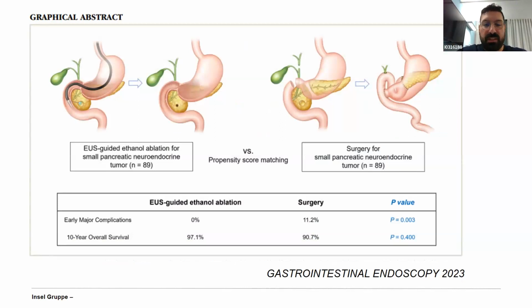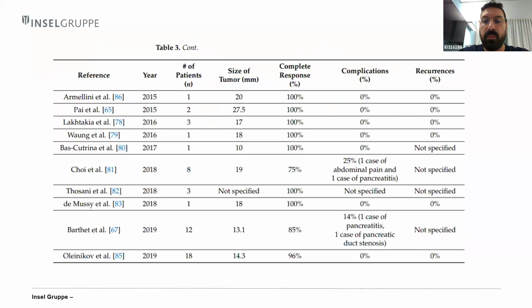In fact, a recent retrospective study, this year, comparing the safety and long-term outcomes of EUS ethanol ablation and surgery among 188 patients showed a comparable 10-year overall and disease-specific survival rate, while the EUS branch had fewer complications and shorter hospital stay. EUS RFA has also been described in multiple studies for the ablation of PANNET.